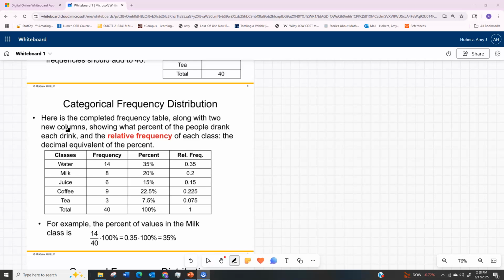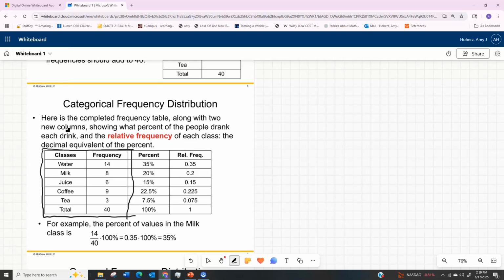Okay, so now they've added some extra columns here, so let's not worry about those quite yet. What we've talked about so far is classes and frequencies. So water, there were 14 people who said they drank water, milk, 8 people, juice, 6 people, coffee, 9, tea, 3, for a total of 40 people.